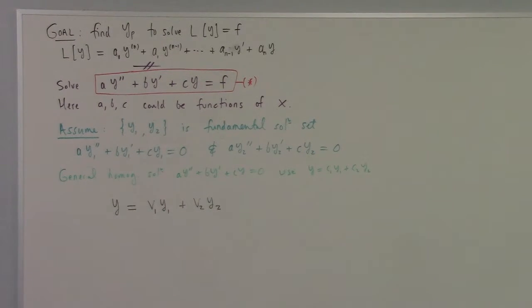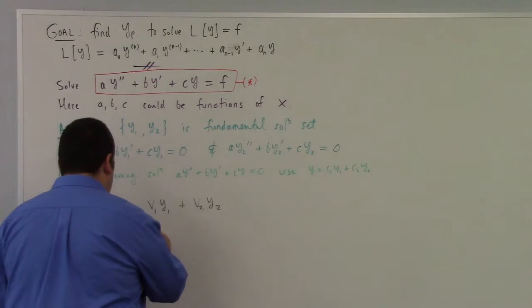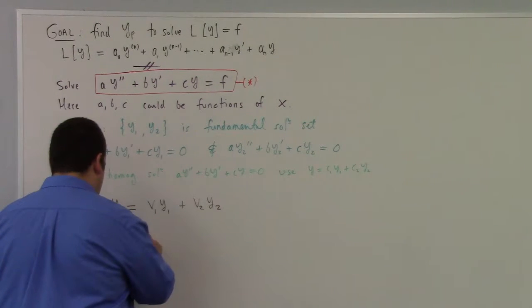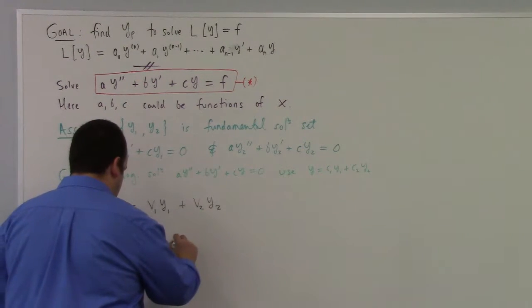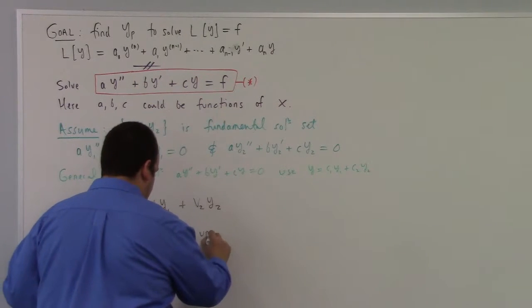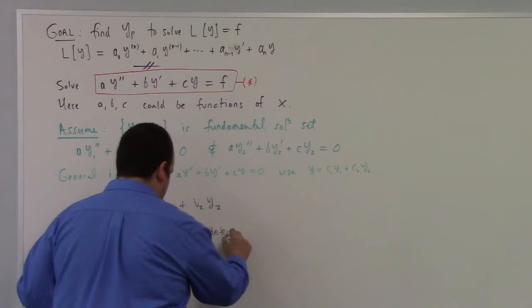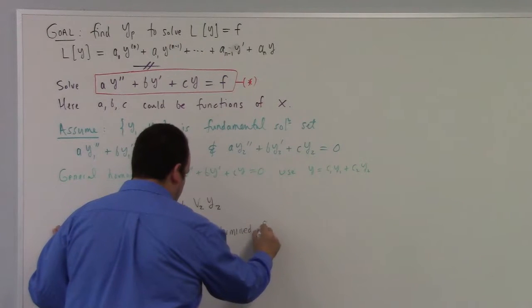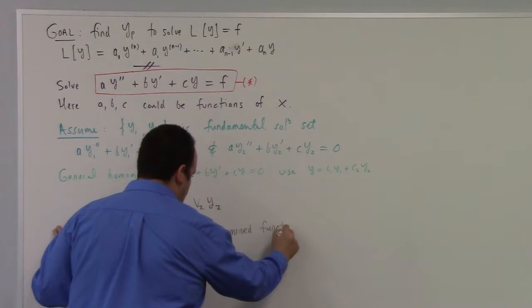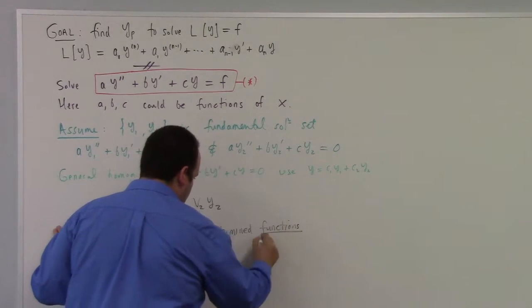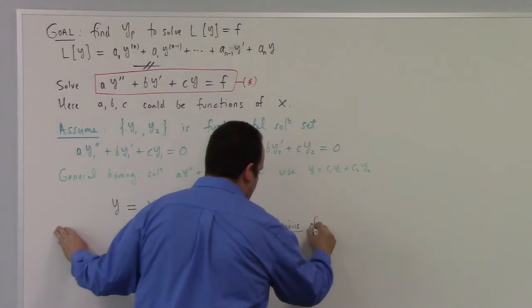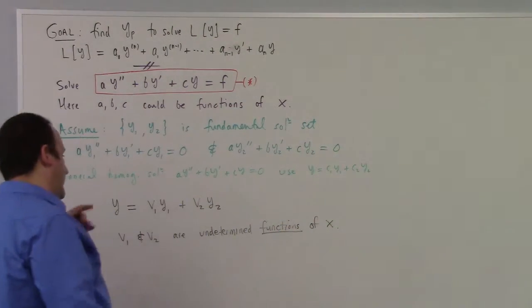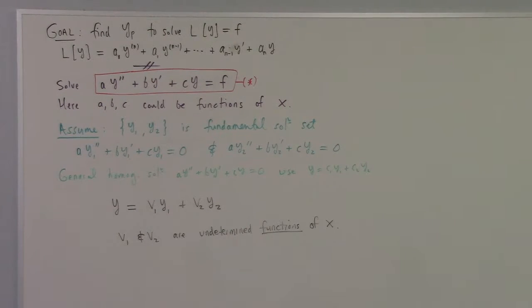y equals v1 y1 plus v2 y2, where these v1 and v2 are undetermined functions of x. That's the whole method. It's called variation of parameters, all right? These are the parameters which we're varying, v1 and v2.